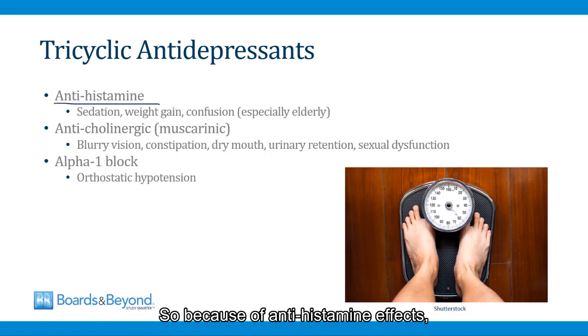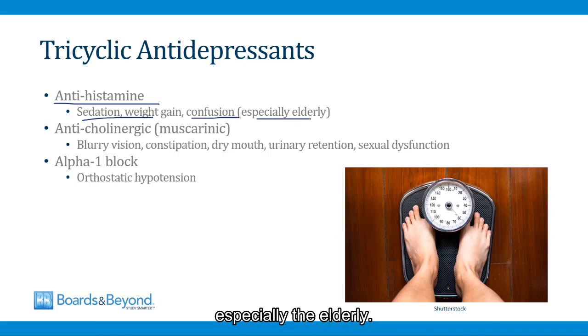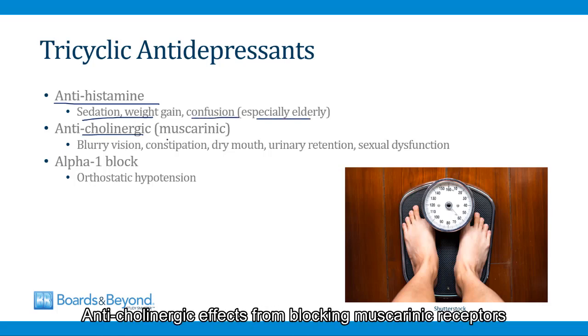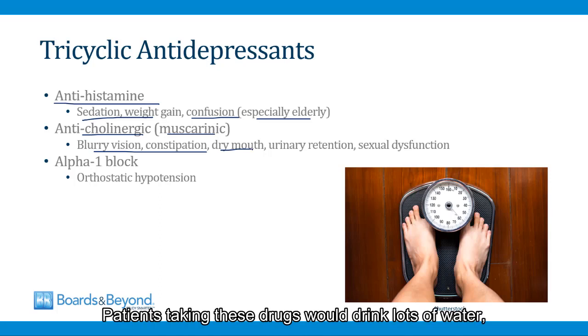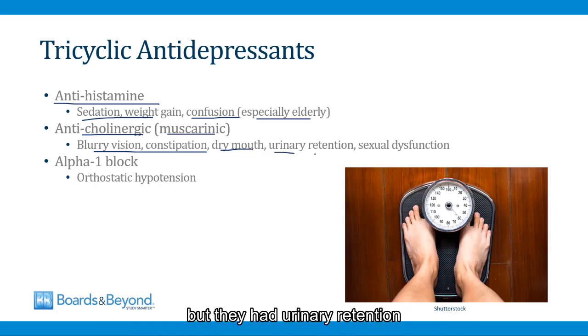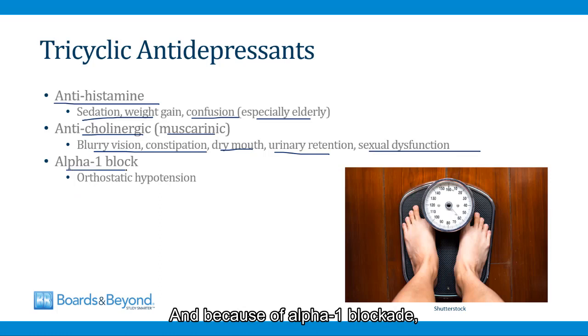So because of antihistamine effects, patients on tricyclic drugs often had sedation and weight gain, and patients could become confused, especially the elderly. Anticholinergic effects from blocking muscarinic receptors led to things like blurry vision and constipation. Dry mouth was a big problem. Patients taking these drugs would drink lots of water, and then that would give them a full bladder, but they had urinary retention because of anticholinergic effects. And then sexual dysfunction was also common. And because of alpha-1 blockade, these patients often developed postural dizziness and orthostatic hypotension.